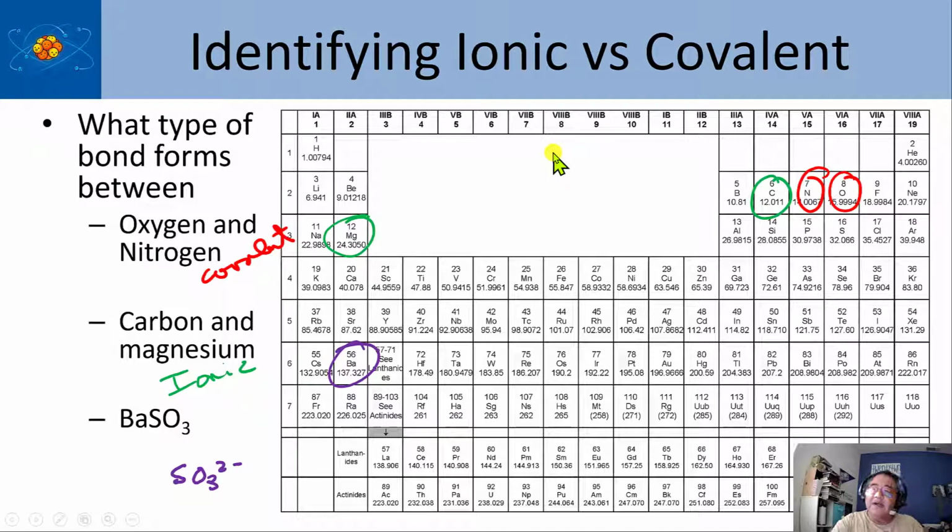Okay, so I could have color-coded the answers. Oxygen and nitrogen are both nonmetals, and so two nonmetals will make a covalent compound. Carbon and magnesium, a metal and a nonmetal, so those will be ionic. And then barium sulfite: you have barium, and then you have sulfite. If you recognize sulfite right away, you know the type of compound it is because sulfite has a 2- charge, so it's an anion. And so barium sulfite is an ionic compound, it has to be because of sulfite.